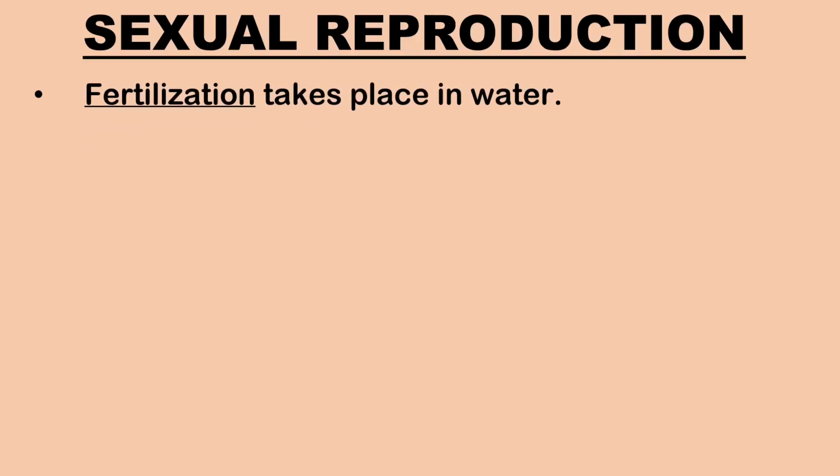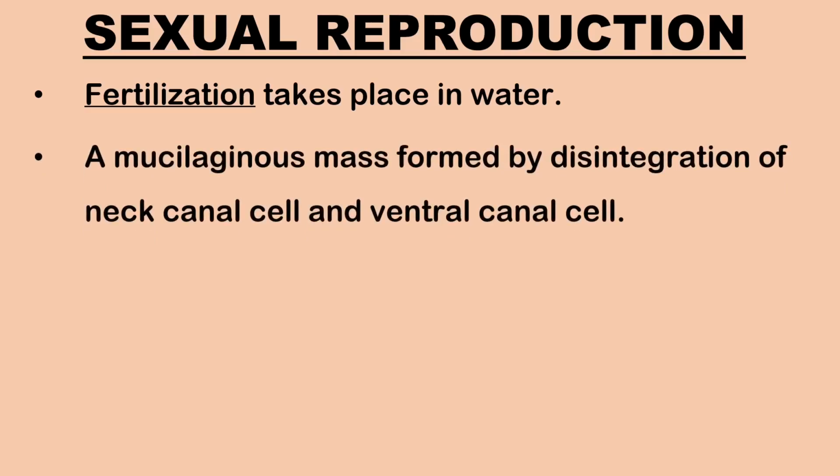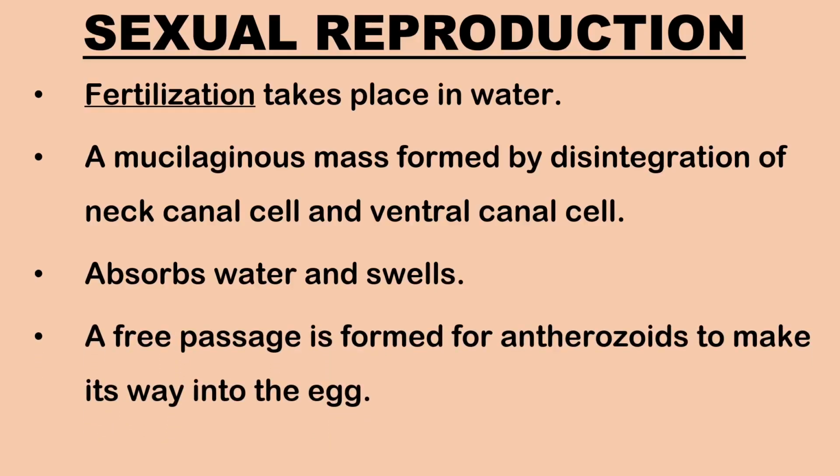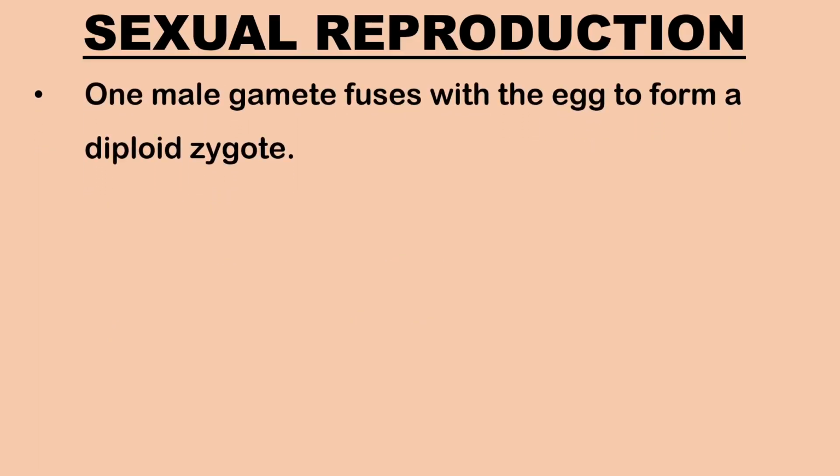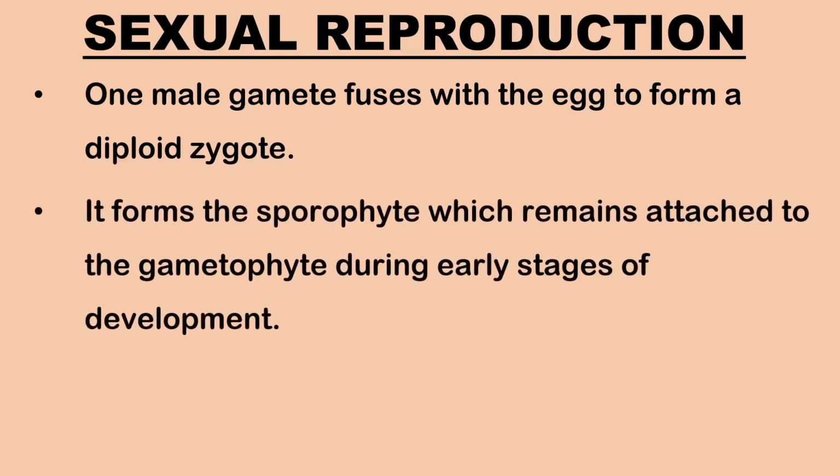Fertilization takes place in water. A mucilaginous mass is formed by the disintegration of the neck canal cell and ventral canal cell. It absorbs water and swells. A free passage is formed for the anthrozoids to make their way into the egg. One of the male gametes fuses with the egg to form a diploid zygote. It later forms the sporophyte that remains attached to the gametophyte during early stages of development.